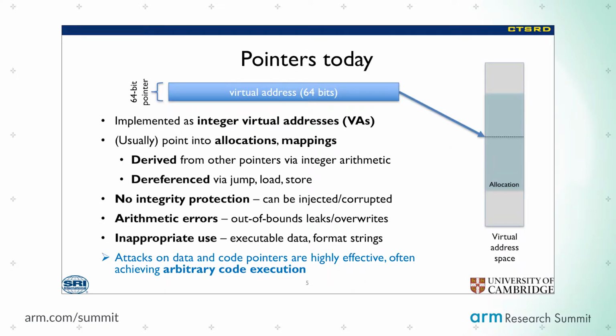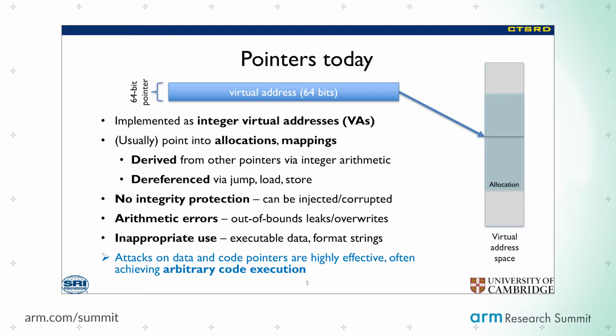So if we think for a moment about the behavior of pointers today, pointers are implemented as integer virtual addresses. They are an integer that you load and you manipulate and you index using your load and store instructions. On a good day, they point into a memory allocation or maybe a memory mapping provided by your kernel. And what we like to do with pointers is derive other pointers from them, and we do this through integer arithmetic to move pointers through buffers and around the address space.